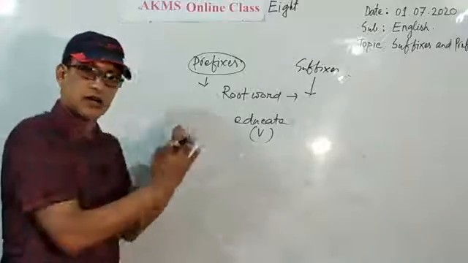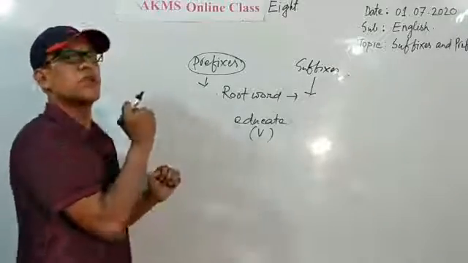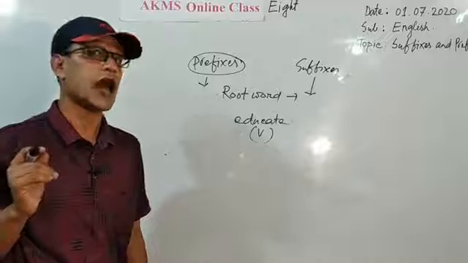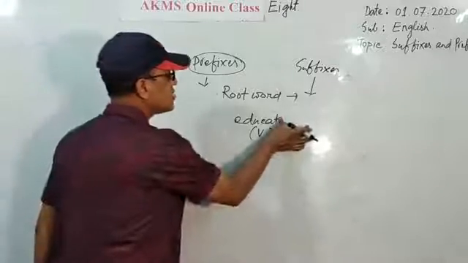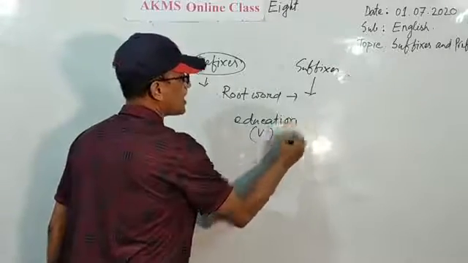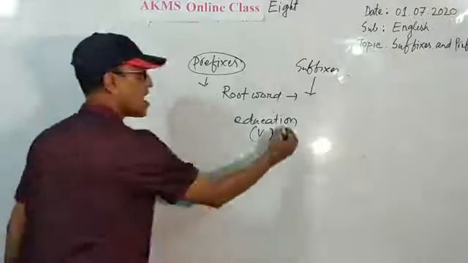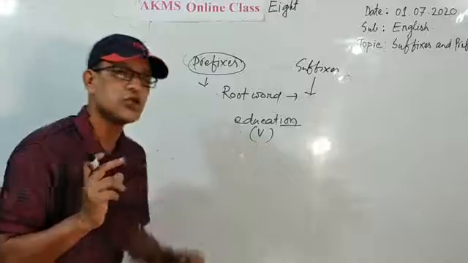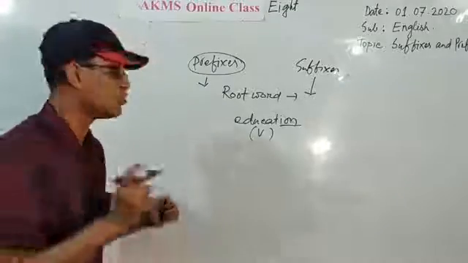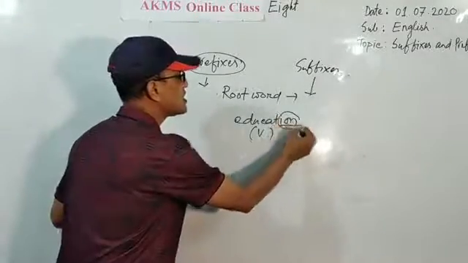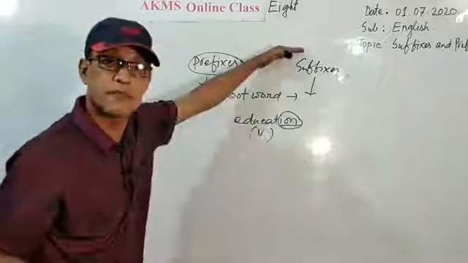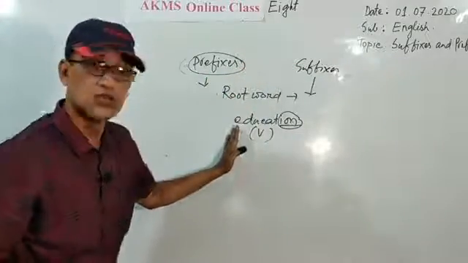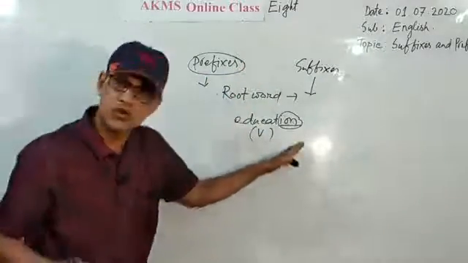It is the verb, and if you want to make it a noun, then you will use ION, education. I have used ION. These 3 letters have been used to make it a noun. So these 3 letters are suffixes. I have used these three letters after the root word.